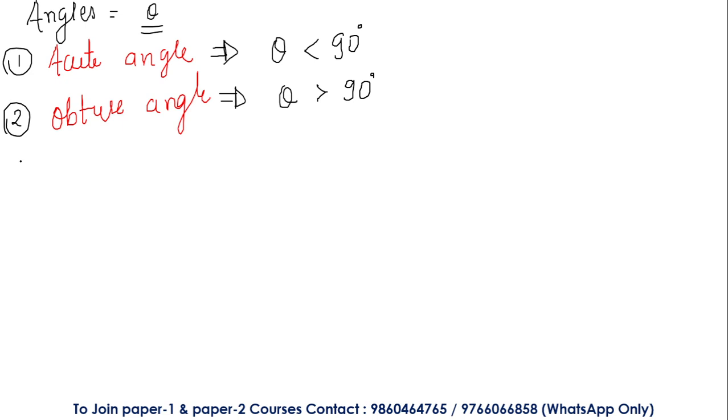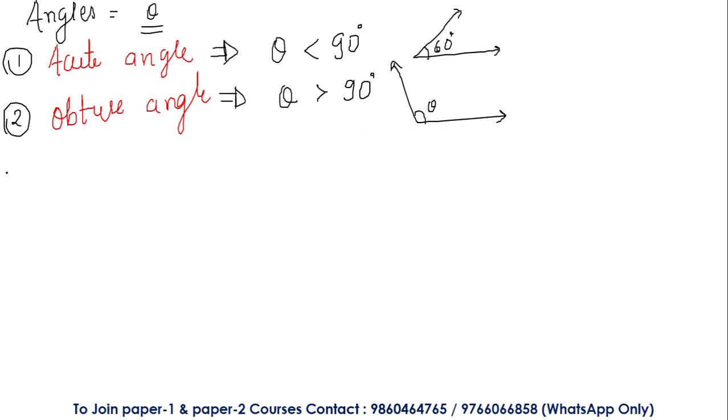Acute angle is less than 90 degree. For example, the representation of acute angle can be done in such a way. This is an angle, for example, this is a 60 degree angle. So this is an angle which is lesser than 90 degree. If I have to represent an obtuse angle, I'll represent it in such a way. The theta over here is greater than 90 degree.